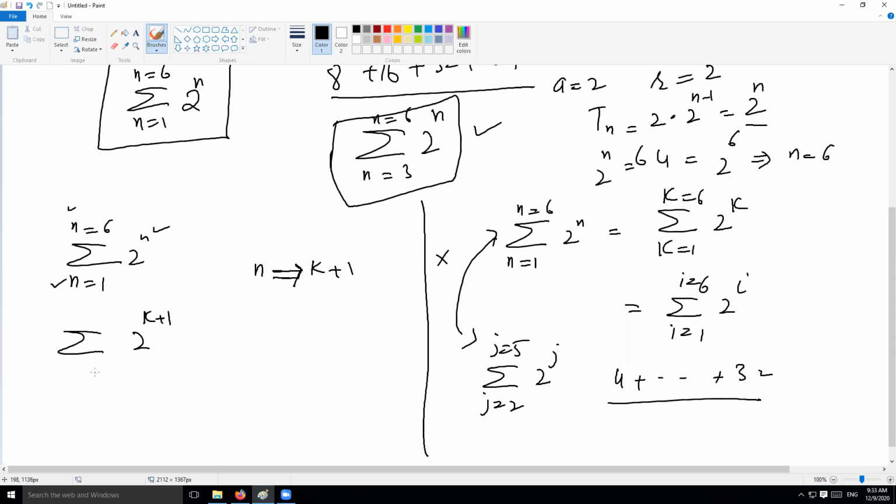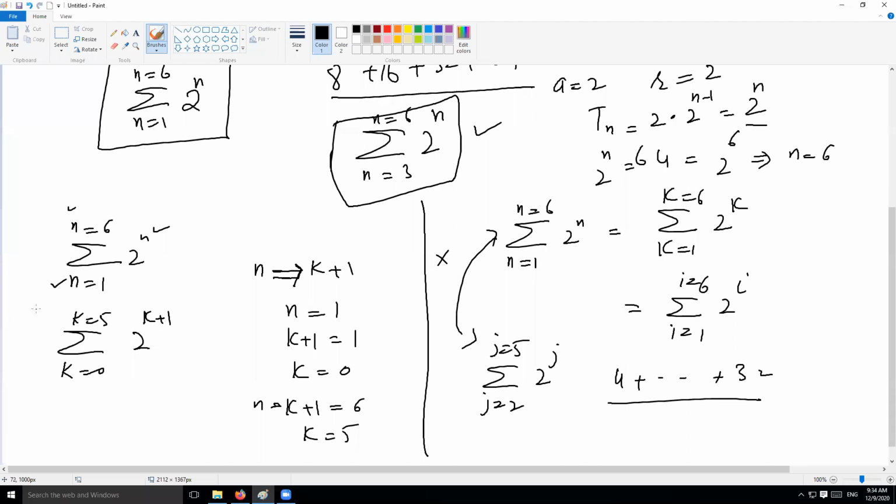And sum. If you have n equal to 1 and you are replacing n by k plus 1, that is going to be k plus 1 equal to 1. So the k must be what? 0. So this n equal to 1 will become k equal to 0. And n equal to 6 means k plus 1 equal to 6, because n is 6. So therefore the k must be 5 actually.